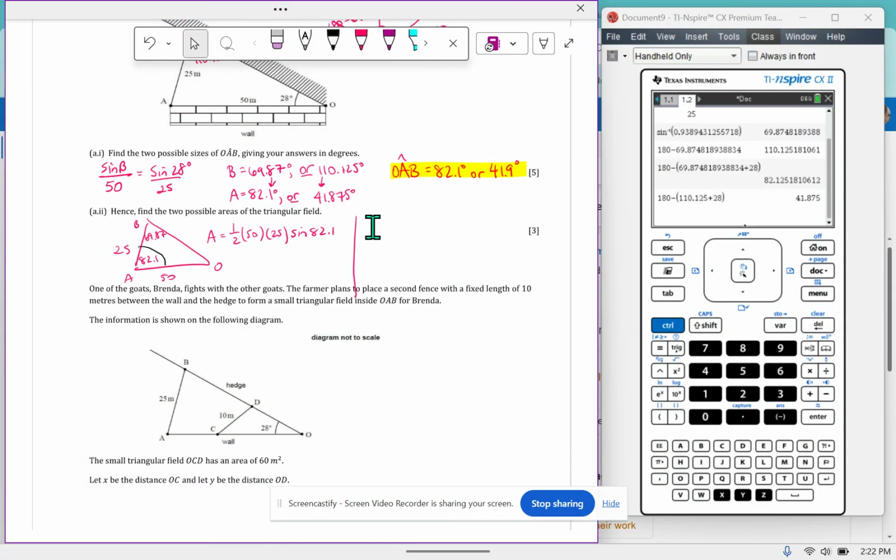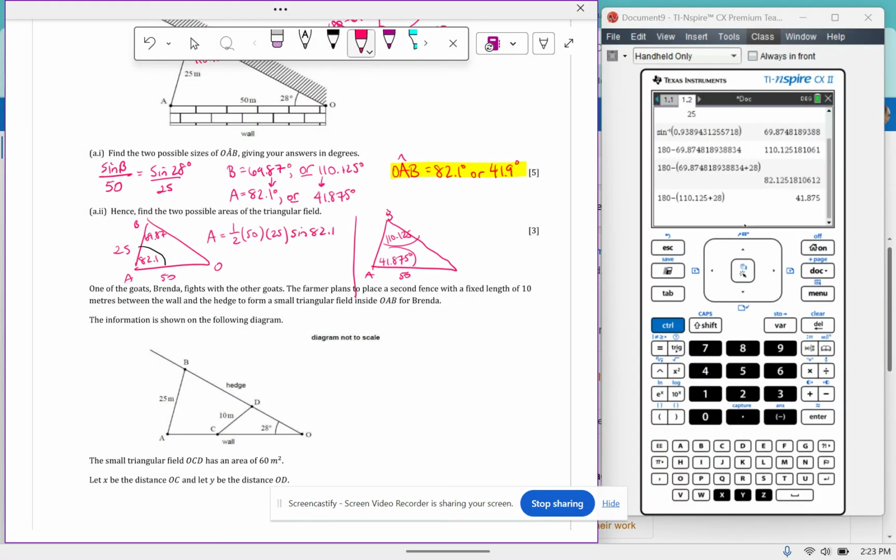Then I'll have another version of the area that comes from B being the larger version, which was 110.125. That yielded an angle of 41.875 over here, which was now my included angle.